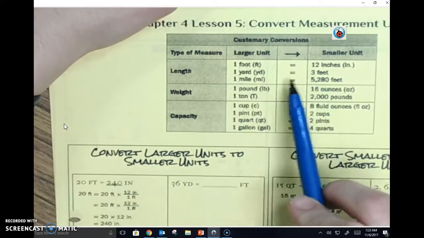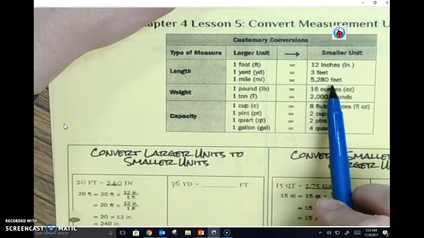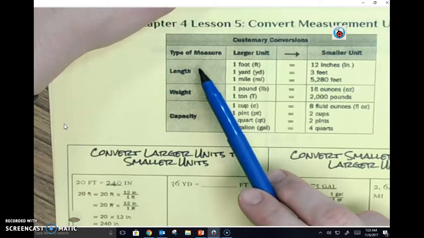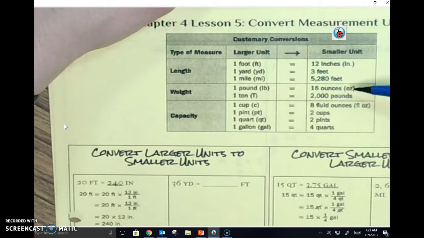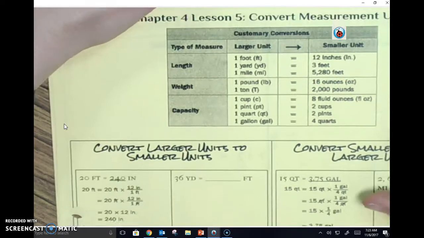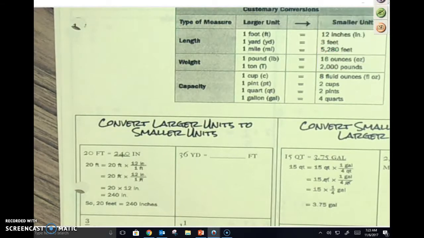So 1 foot is 12 inches, 1 yard is 3 feet, and 1 mile is 5,280 feet. Those are all known as length. If we look at weight, 1 pound equals 16 ounces, and 1 ton equals 2,000 pounds. And then we have capacity. 1 cup is 8 fluid ounces, 1 pint is 2 cups, and 1 quart is 2 pints, followed by 1 gallon is 4 quarts.